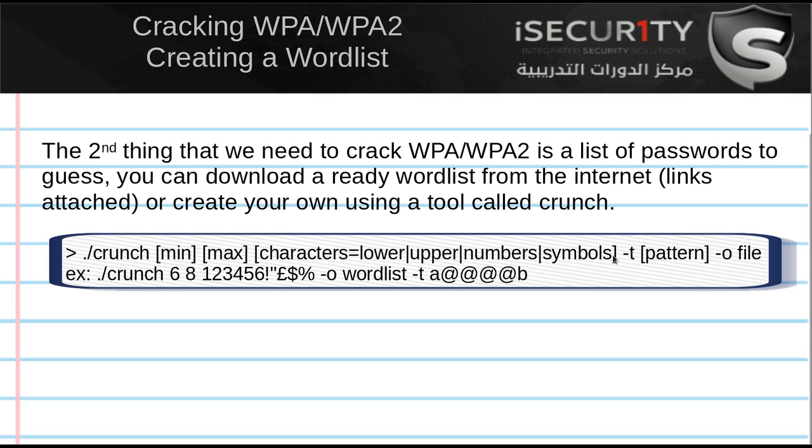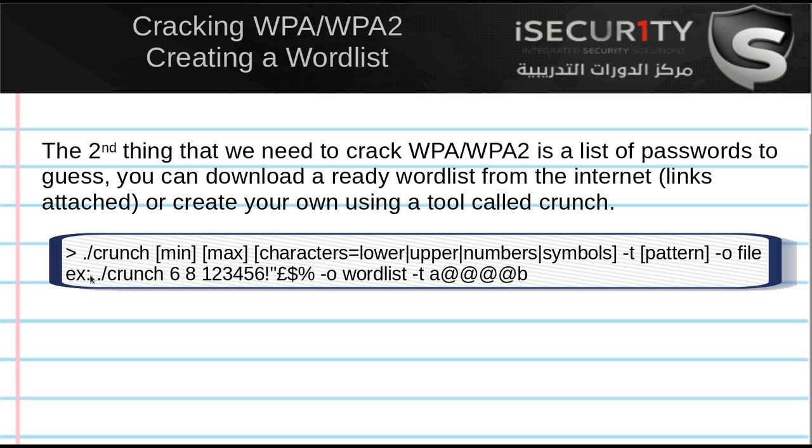And then T is very useful if you know part of the password. It's a pattern. So for example, if you're trying to guess a password and you've seen someone type in this password, so you know, for example, it starts with an A and ends with a B. So you can use the pattern option and tell Crunch to create passwords that always start with A and end with B, and it'll put all possible combinations of the characters that you put in here.